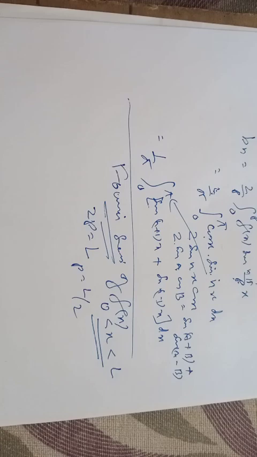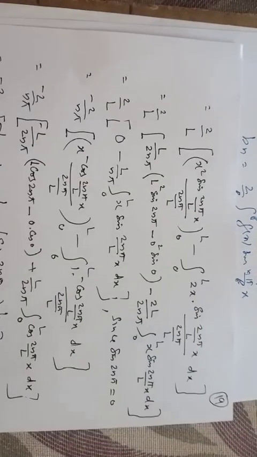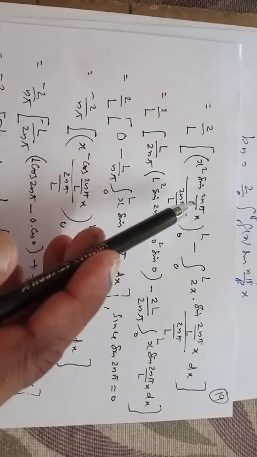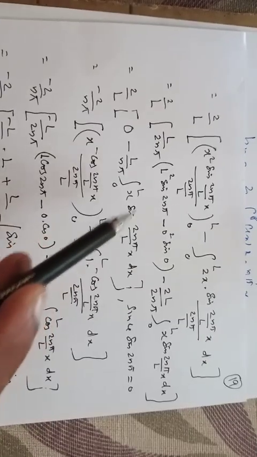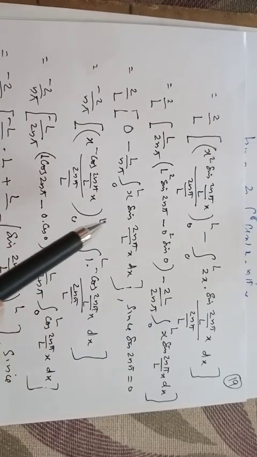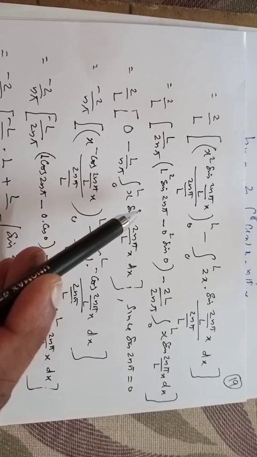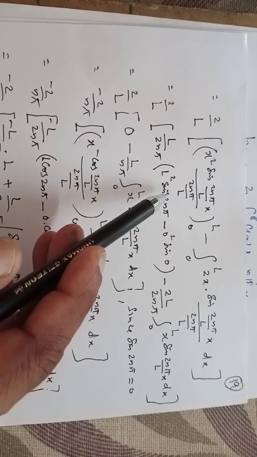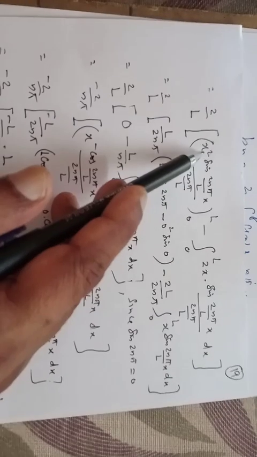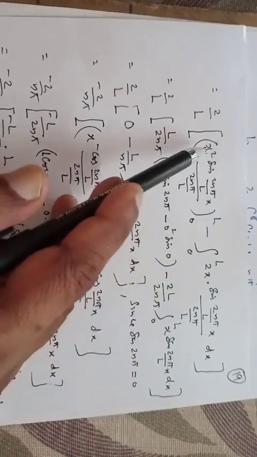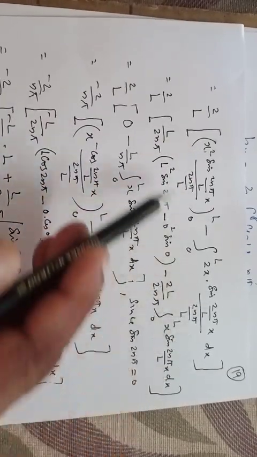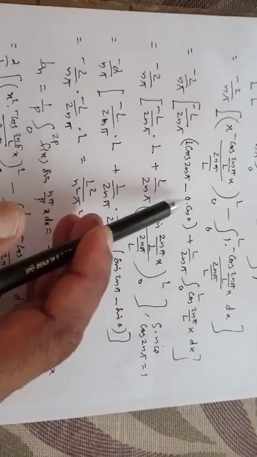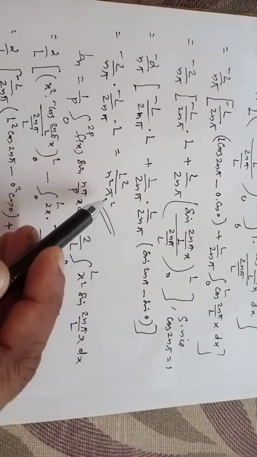Simplifying, finding the integral using this formula, integration by parts. We take the first function x square and the second function cos 2n pi by L x. First function times integral of second, minus integral of derivative of first, that is x square, derivative 2x, times integral of second, and simplifying. You see each step, and all the steps are written. The answer is given here.